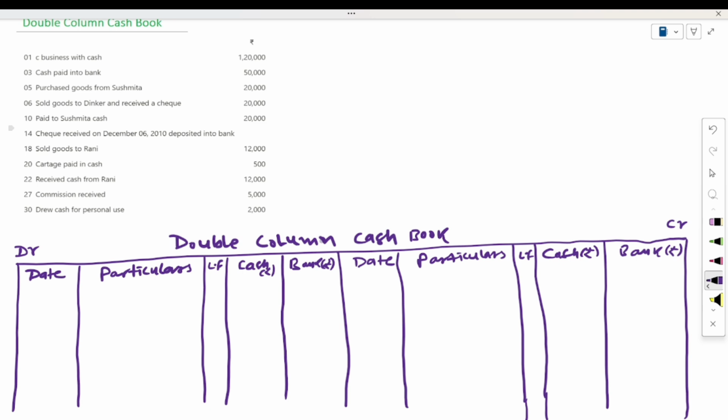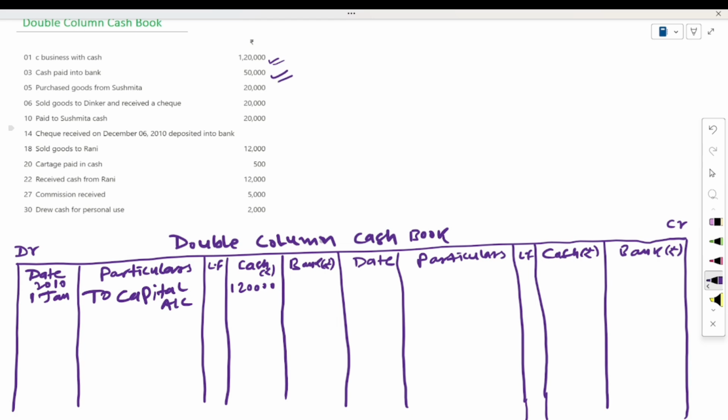First is here, C started business with cash. How much? 1,20,000. It means there is a person or proprietor whose name is C who started business with cash, 1,20,000. So we will write here on the first, just for example, this is January month of any year. You can write "To capital account" because the entry will be cash account debit to capital account. How much amount in the cash column? 1,20,000.